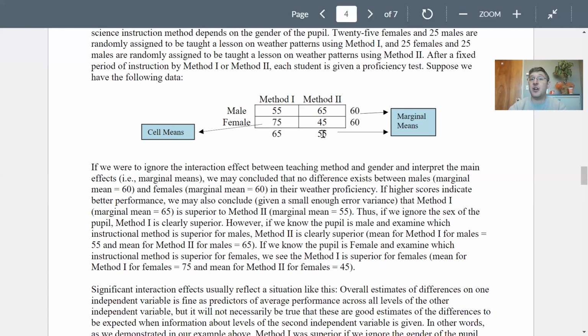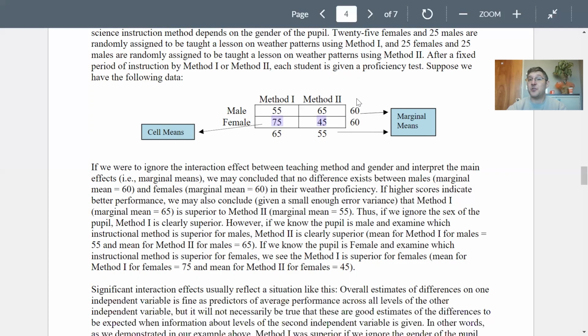However, if we know the student is male and we look at the differences between the teaching methods, it looks like method 2 is superior for males, which is different from what we found with the overall means. If we look at females, it looks like method 1 is clearly superior. So this is an example of an interaction hypothesis.